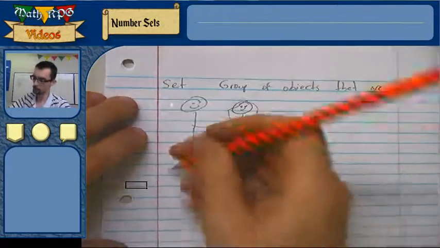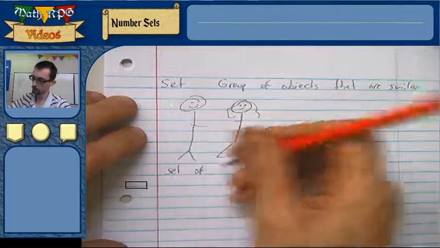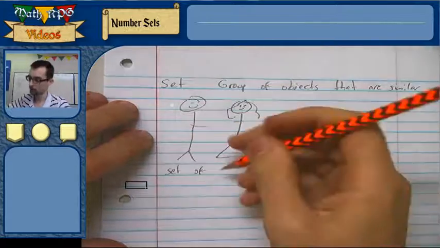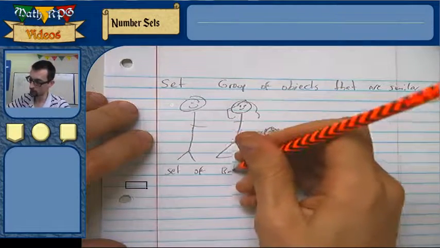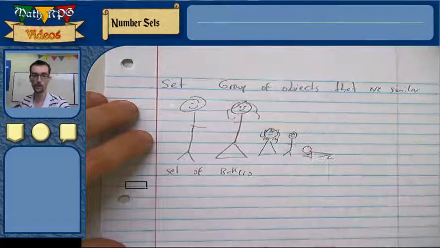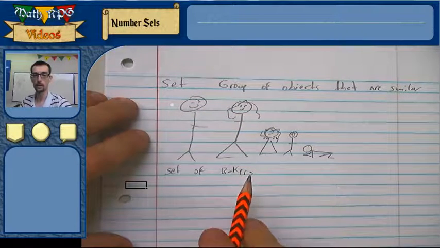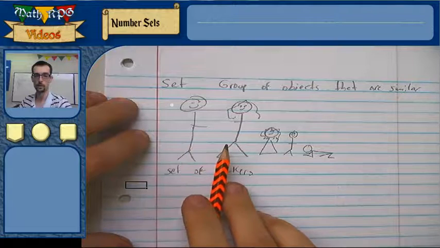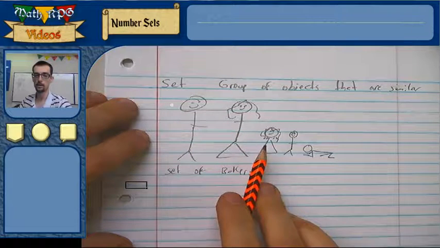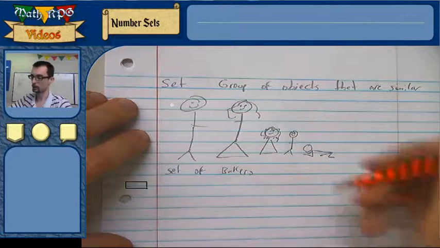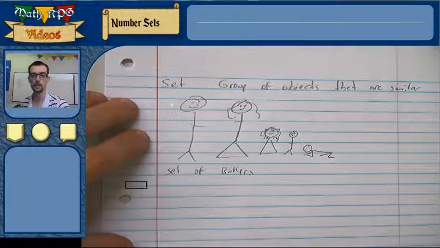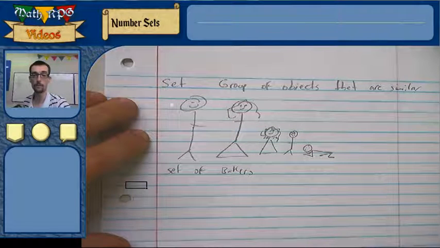So this would be called the set of the Bakers. And the objects, also known as the elements, within this set are, there's five of them: Mr. Baker, Mrs. Baker, Evie, Callan, and Benjamin Baker. Okay, and they are similar because they are all in the same family.